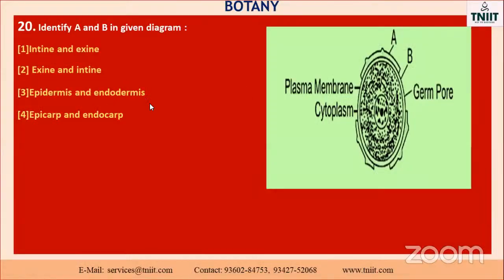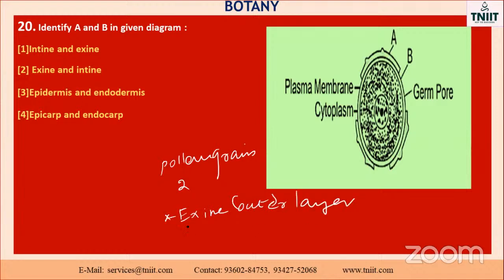The last question, we will finish up to this level only, my dear. Identify A and B in the given diagram. The options: intine and exine, exine and intine, epidermis and endodermis, epicarp and endocarp. Just look at it: the structure is called what? Pollen grain. This is considered a pollen grain. The pollen grain wall has 2 layers. One is called exine. Exine means outside, the outer layer. You can imagine. The second one is called intine.